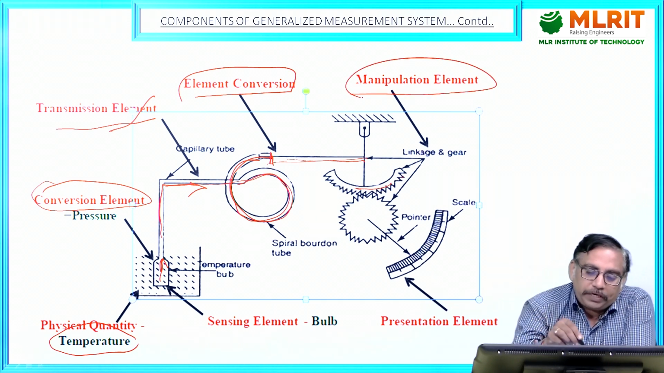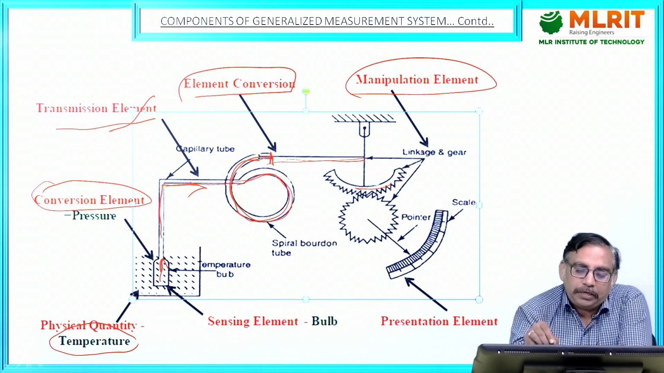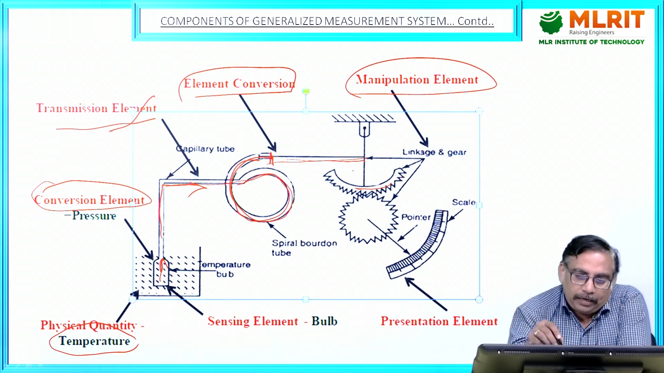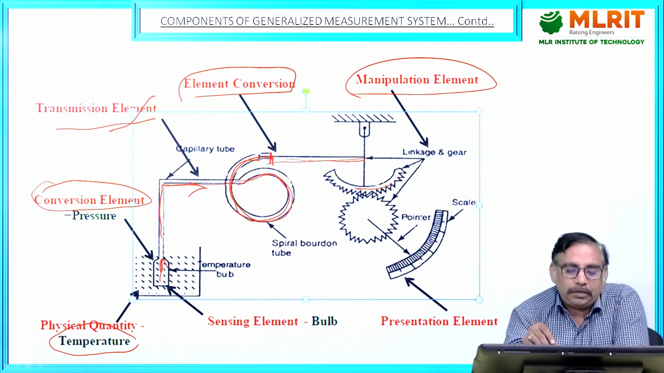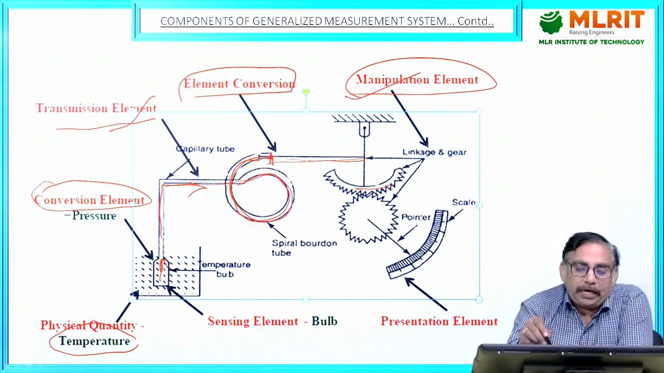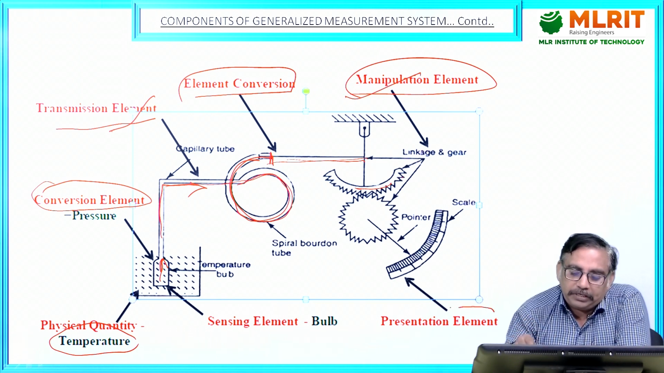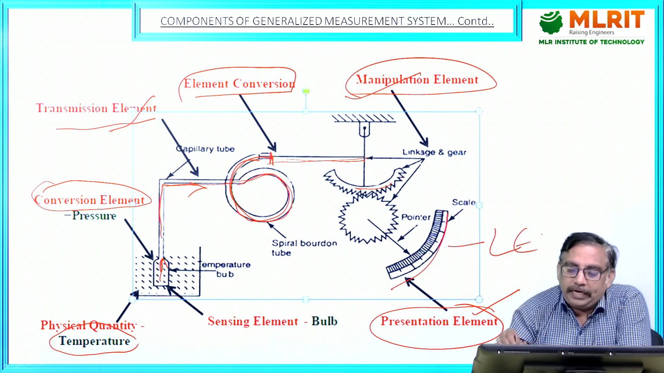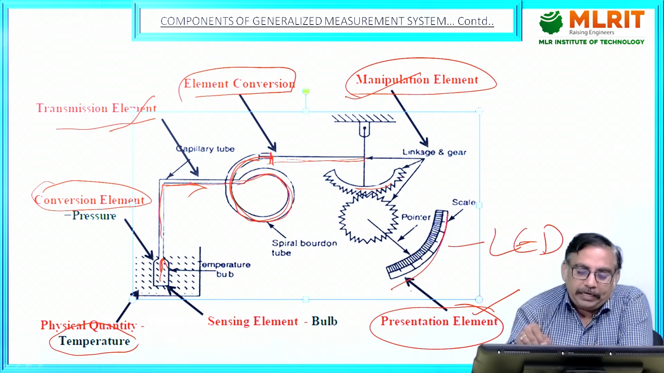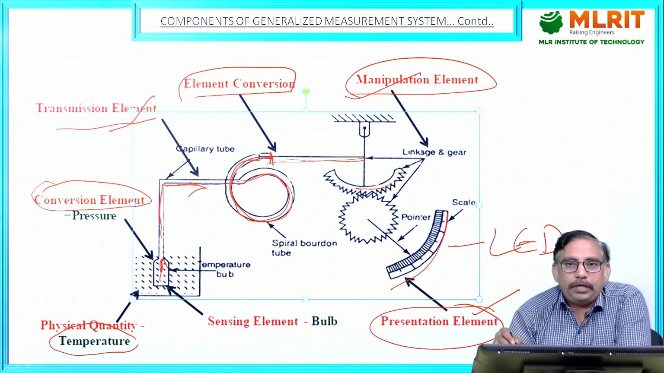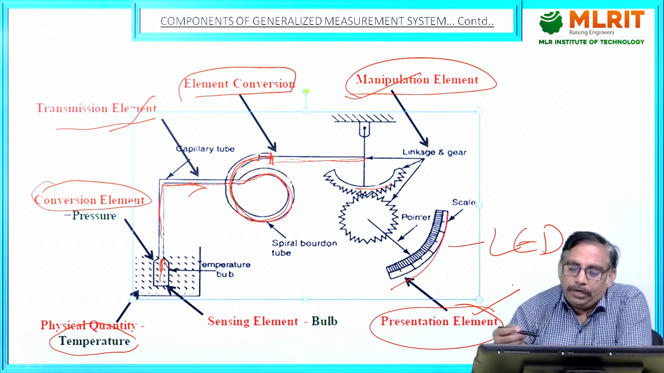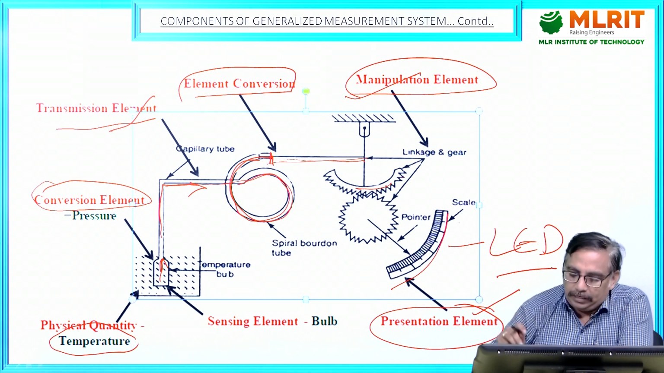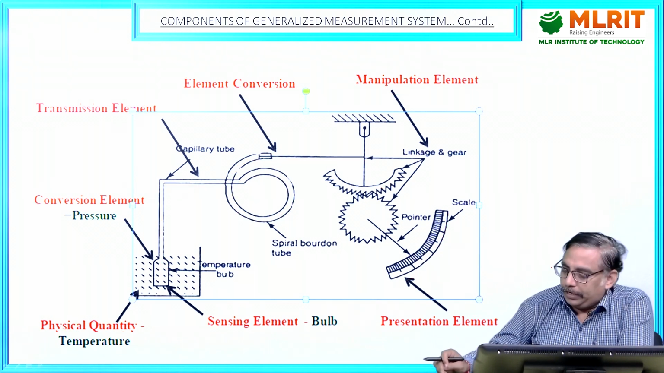Since the pressure is coming out here, the quantity being increased or decreased is done in the manipulation element. From there we get the presentation element. The presentation element is in readable form; it may be a scale or it may be used in LED displays directly. This is a mechanical scale, so we can read it, or it can also be displayed on an LED display which we can directly read.